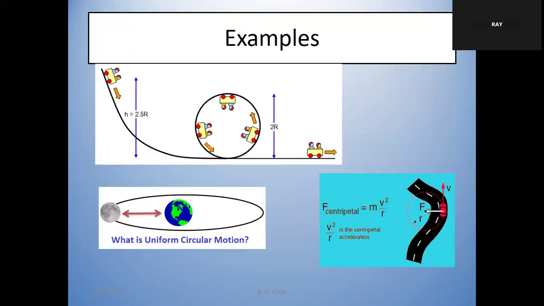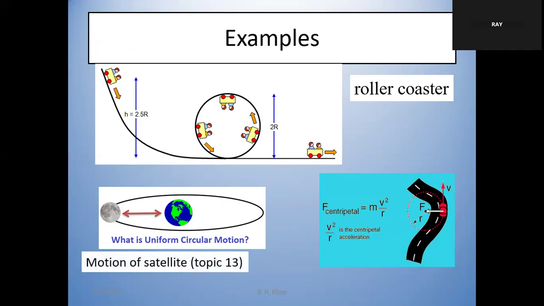Right? Examples of circular motion: roller coaster, motion of satellite, which we will cover in the next topic, topic 13. Car cornering, we will do a bit of it but I don't think it will ever come out because it's probably outside your syllabus. Even roller coaster also won't come out, I think. Usually it comes out related to gravitation.